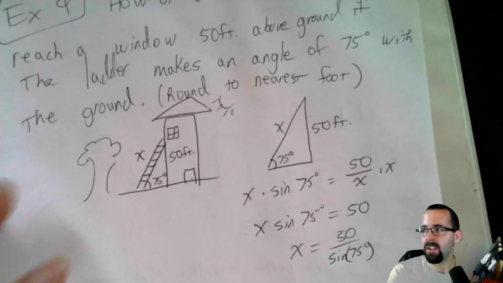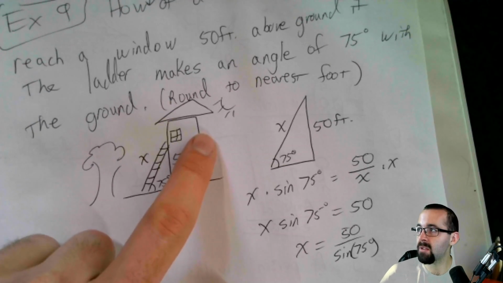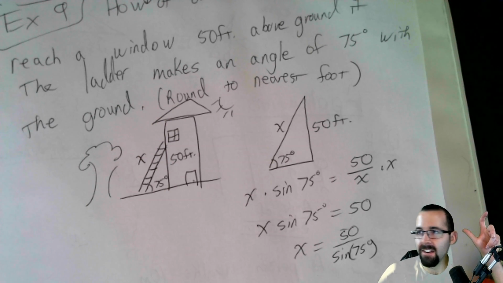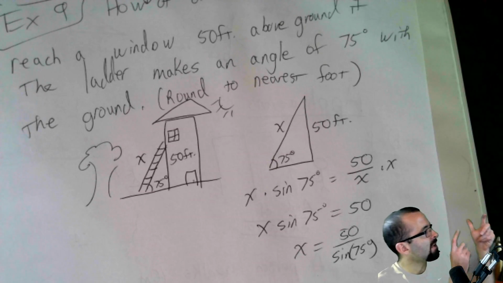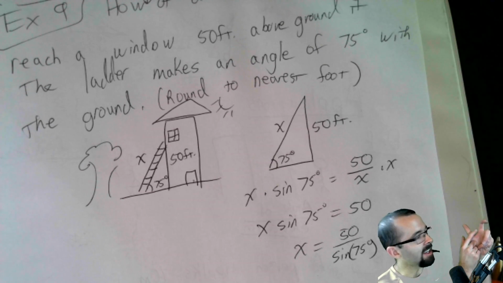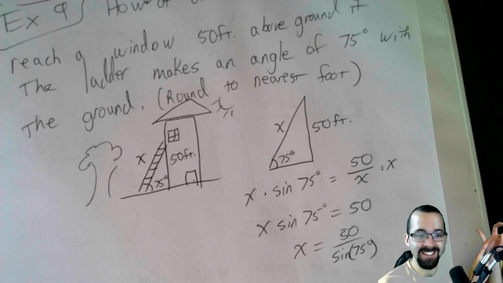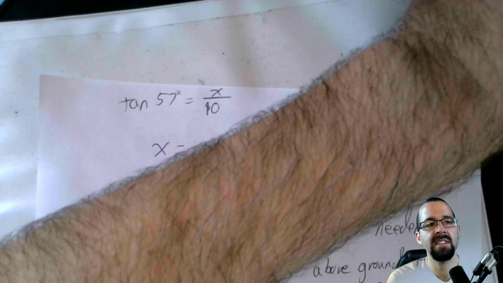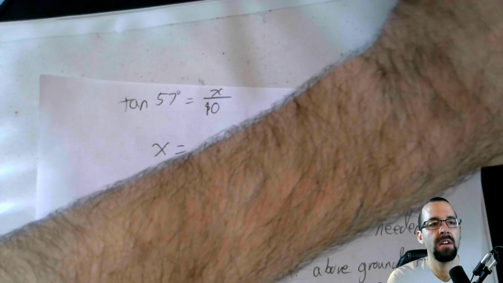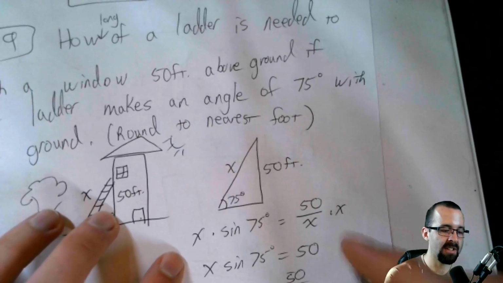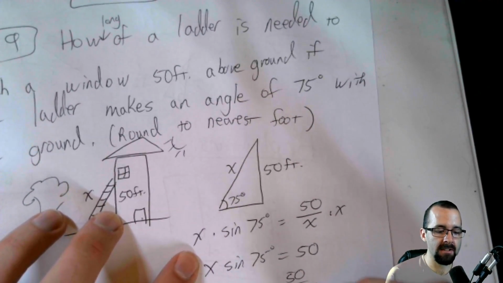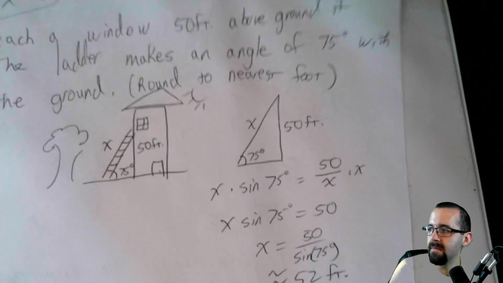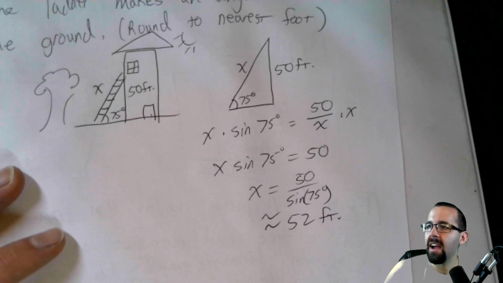So at this point, we're asked to round to the nearest foot. You take out your calculator. I don't have one with me. And you see, what mode is it in? Degrees or radians? Make sure it's in degrees because we're dealing with degrees. And you punch that in. What you're going to get is 50 divided by the sine of 75 degrees, that's approximately 52 feet. All right. And that's our answer.